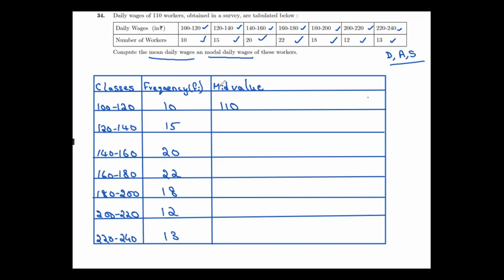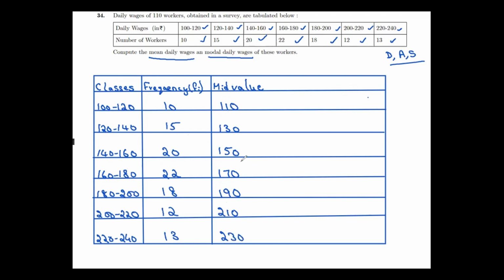That class size, if you keep on adding to this 110, you'll get the remaining mid values. We need not waste our time to do 120 plus 140 by 2, 140 plus 160 by 2. Like that, we need not waste our time. So 110 plus 20, 130, 150, 170, 190, 210, 230.